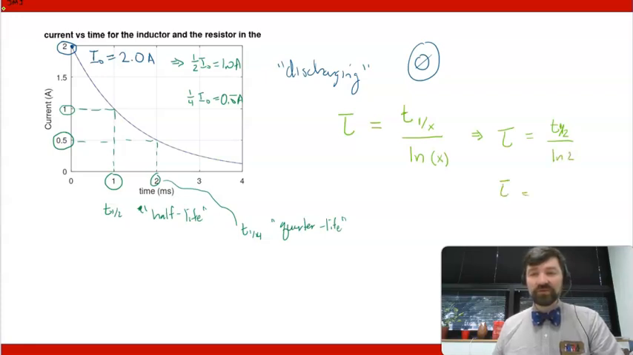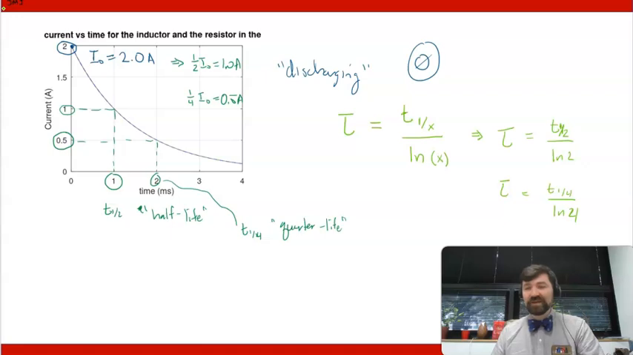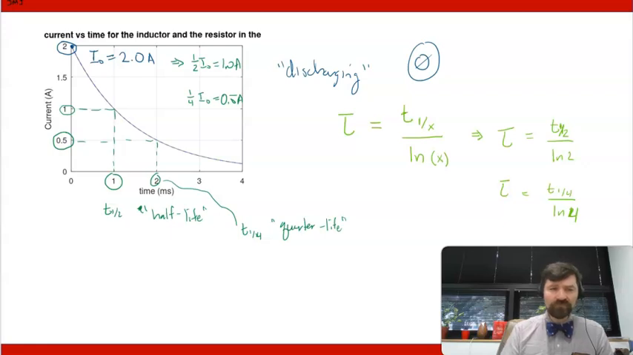If I have a quarter life, then I take that quarter life and divide by the natural log of 4. And for what it's worth, due to the properties of natural logs, the natural log of 4 is twice the natural log of 2. So that's where that 2-to-1 expected ratio comes from. Okay.